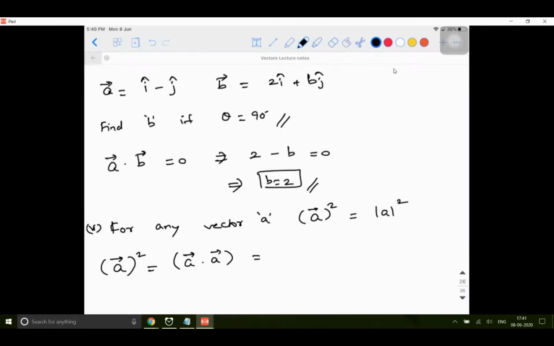So what is A dot A? It is magnitude of A vector into magnitude of A vector into cos of the angle between the vector and itself. 0 degrees, right? So cos 0 is going to be 1. That is why it is mod A square. So wherever you see squaring a vector, it means you're actually squaring the modulus of that vector.